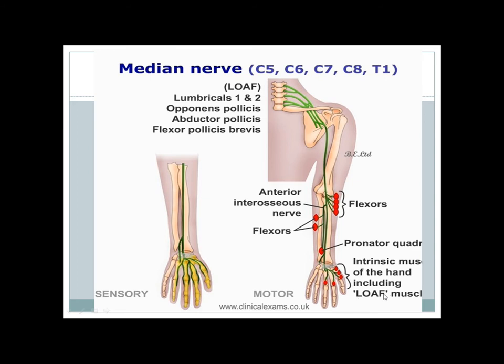This is an acronym or mnemonic for remembering the small intrinsic muscles of the hand supplied by the median nerve. The L stands for the lumbricals, the first and second lumbricals, also known as lateral lumbricals. Then opponens pollicis, abductor pollicis brevis, both of the muscles inserting on the thumb, and also flexor pollicis brevis, also a muscle for thumb movement. So those are the muscles that are supplied by the median nerve.